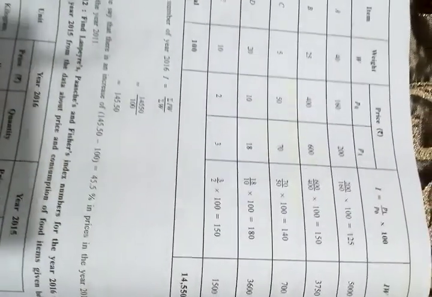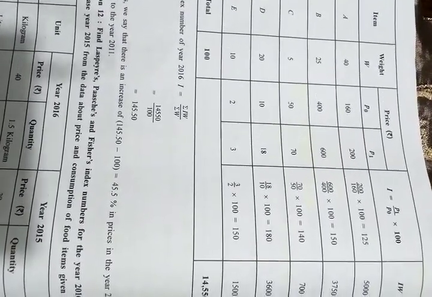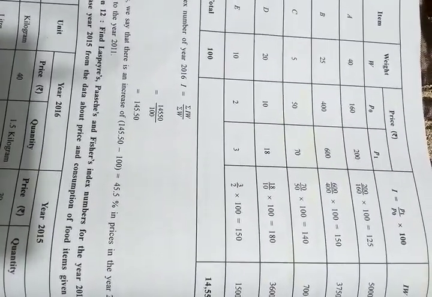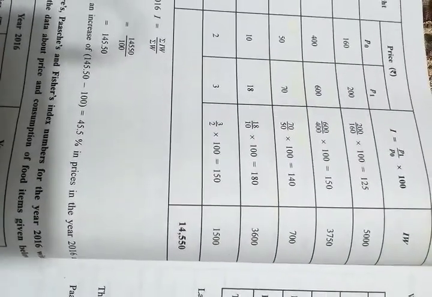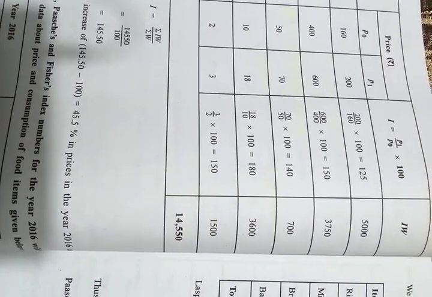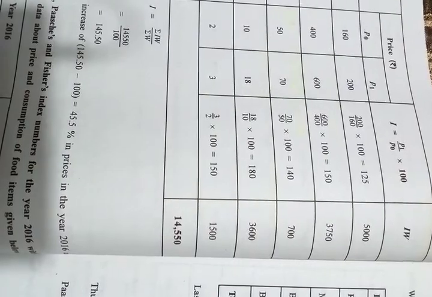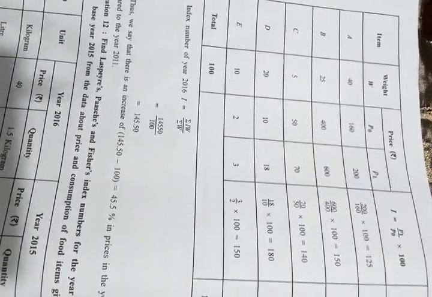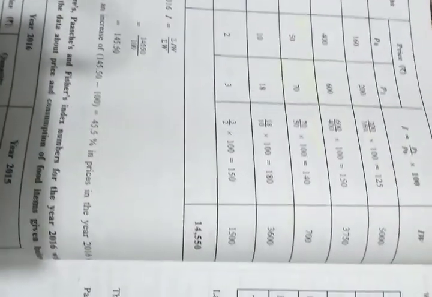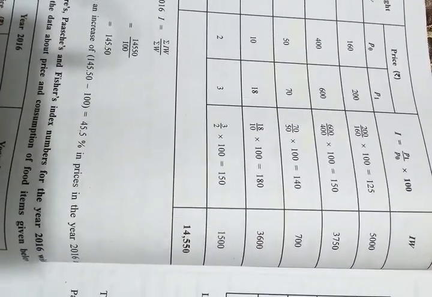So as far as item A is concerned, we know the current year price is 200 rupees, whereas the base year price is 160. So we apply the formula I is equal to P1 upon P0 into 100, that is 200 upon 160 multiplied by 100, and you get 125. Similarly, for item B, C, D and E, we have to apply the formula and we get the values as given here. So W is already there and I we have found out now.